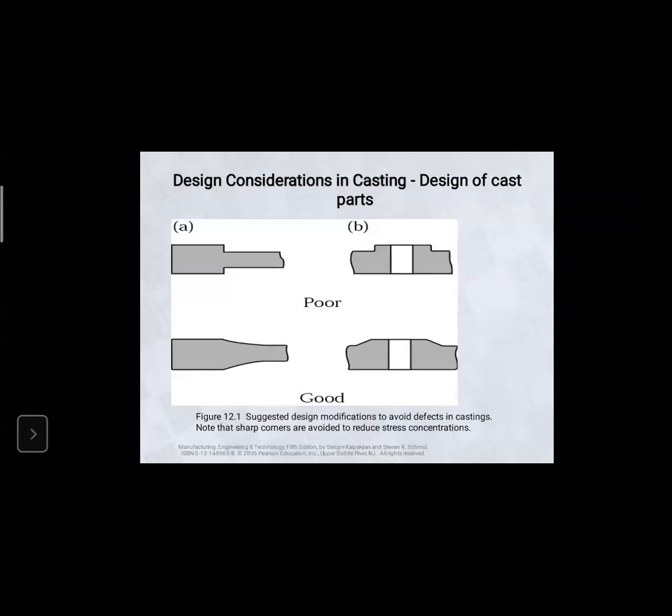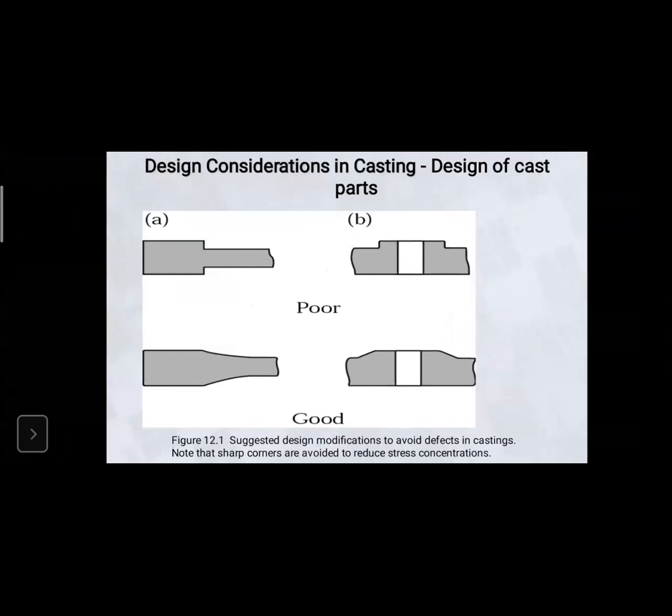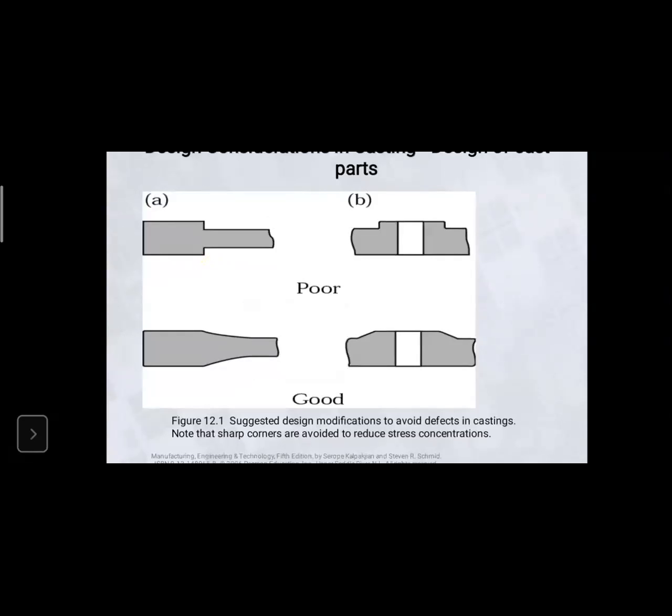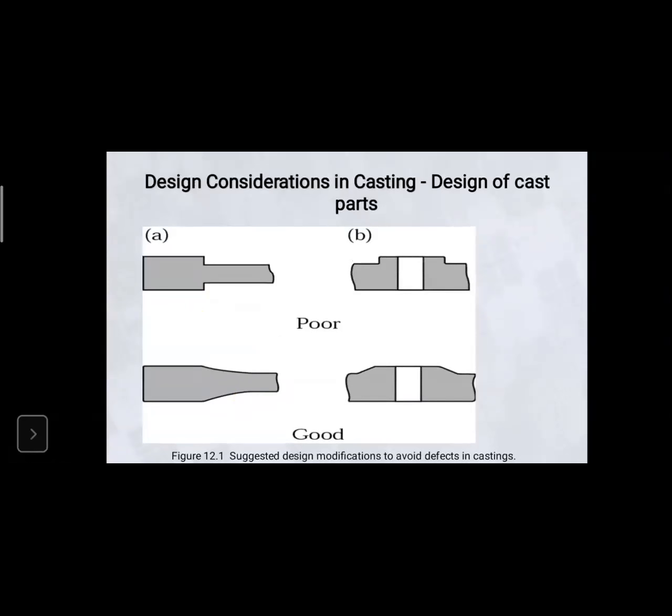So design considerations in a casting, design of a cast part. The first one, A section, poor and good. So this is the A part and this is the B part. In the A part, you are going to get the correct shape of the piece. But in this section, this is the poor part and this is the good part, because the first part has sharp corners. When you are doing some type of machining process, it can be tricky. So we have to use some type of smooth curves, fillets, right?